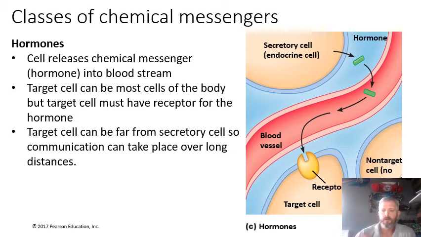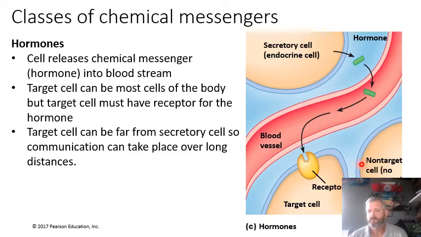Another form of long distance signaling can take place via our endocrine cells. Our endocrine cells secrete chemical messengers called hormones. All right, and where do the endocrine cells, secretory cells, secrete their hormones? Into the bloodstream, into the blood vessels. So therefore, any cell that has access to the blood supply essentially has access to the chemical messenger, the hormone.